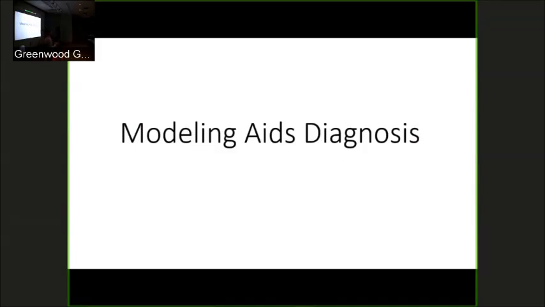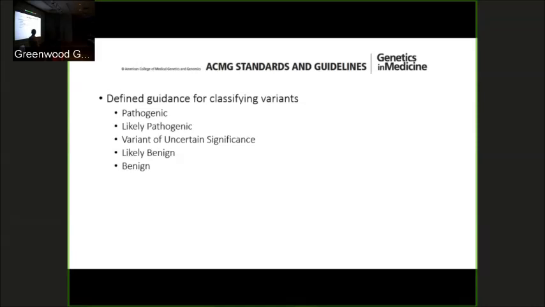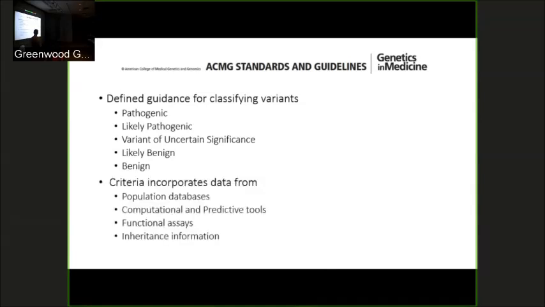And so now, how do we take all this information and apply it to what we do? Well, most of you know that the molecular lab is interested in identifying sequence variants and then classifying those variants as to whether or not they cause disease. And this is the main paper that we use to guide our classification criteria. And ultimately, we classify things as anywhere from pathogenic to benign and some place in between. And we do that based on criteria that come from population databases, computational and predictive tools, functional assays, and inheritance.